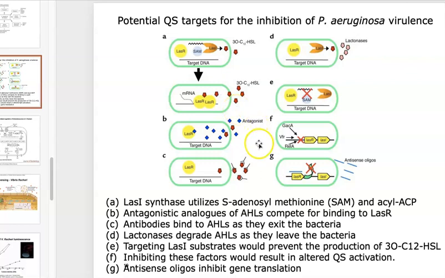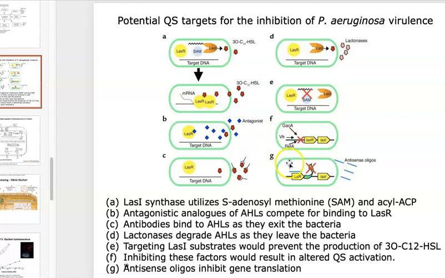So a couple of the mechanisms I've listed here. You can create autoinducer antagonists that look like the autoinducer, that confuse and swamp out the LasR and block gene expression. Or you can treat a patient potentially with antibodies to the quorum sensing molecules, or you can just outright degrade the autoinducers with lactonases. In this particular case, you can interfere with S-adenosylmethionine so that the synthase doesn't have a major substrate for making autoinducer, or you can interfere with some of the transcription factors that are input into the system.